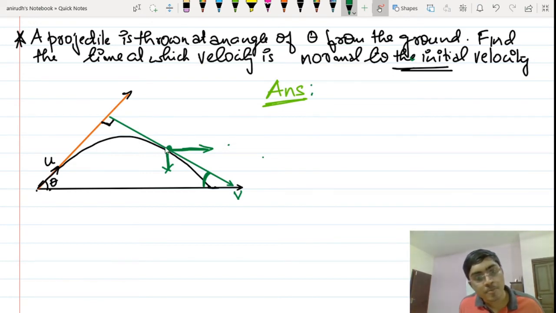Now, if I extrapolate this backward, and I meet this particular extrapolation of the initial velocity, here the angle between these two things is 90 degrees. So that is what they actually mean by this question. Now we need to find the time at which this kind of velocity occurs: the time at which the velocity is normal to the initial velocity. That means it is perpendicular to the initial velocity.